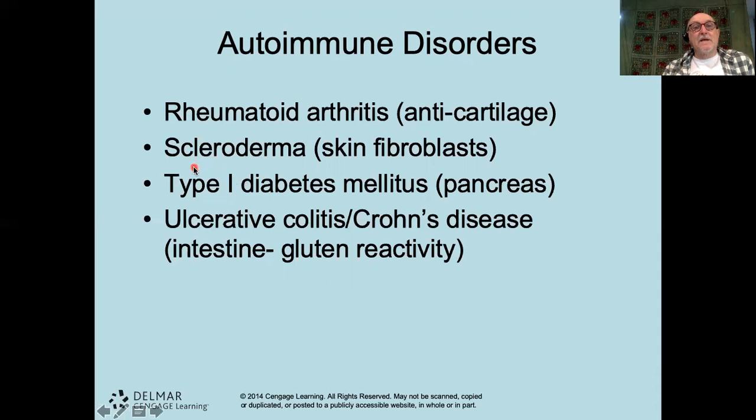Scleroderma is an autoimmune disease which causes thickening and toughening of the skin. It's an attack on the fibroblasts. Those are the skin cells which are supposed to remain supple. And it causes an unsightly thickening of the skin.